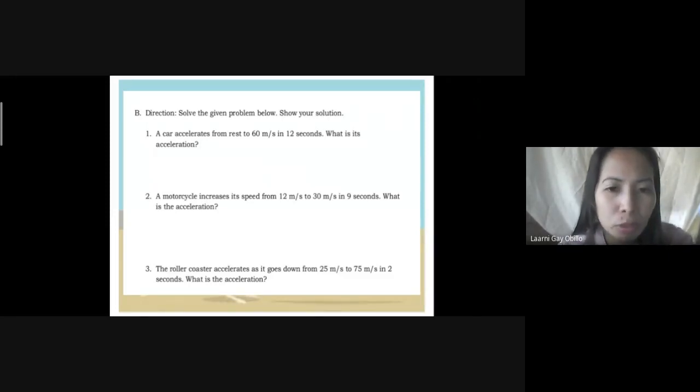For number 3, the roller coaster accelerates as it goes down from 25 meter per second to 75 meter per second in 2 seconds. What is the acceleration? So 75 minus 25, that is 50. 50 divided by 2, what is the answer? What is the answer, class? 50 divided by 2.